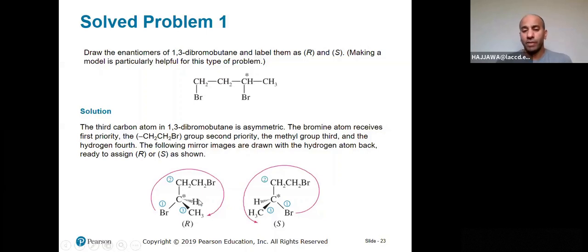Now, what do we have? And this obviously hydrogen will be number 4. What do we have here? We have 1, 2, 3. So that's a clockwise with the 4th group pointing away. So that's an R configuration.